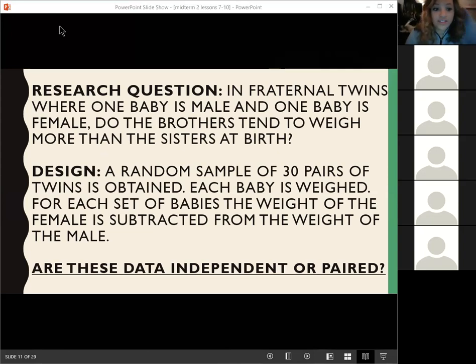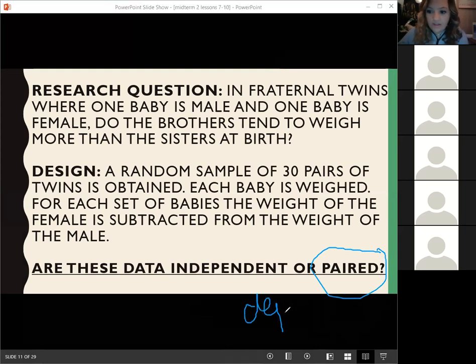Okay, good job, guys. Yeah, so the answer to this would be paired. Remember, paired is another way that we can say dependent. So let me circle here. We're talking about paired, and remember, this is the same thing as dependent. That means that what happens to one group will affect the other one.